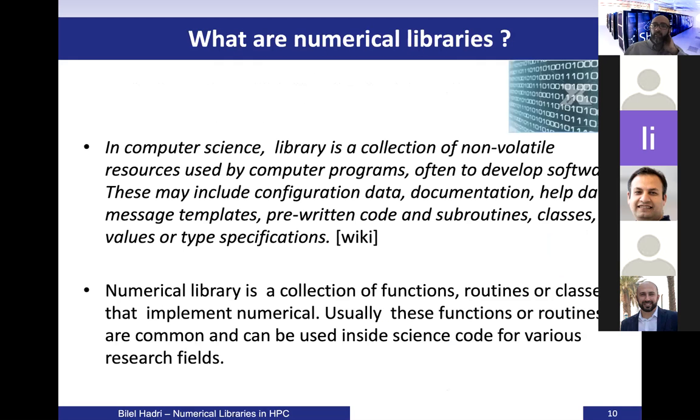So what does it mean, numerical libraries? If you look at the definition in CS, or on Wikipedia, it's a collection of non-volatile resources used by computer programs, often to develop software. This may include configuration data, documentation, and message templates. So basically this is that. And basically, a numerical library is a collection of functions, routines, or classes that can be implemented numerically. Usually these are functional routines that you can call within any of your code. I don't say this is only for the old-fashioned way, only for C and old Fortran. No, we see it even for Python. And indirectly, it's also used by many applications like MATLAB, R, and so on.